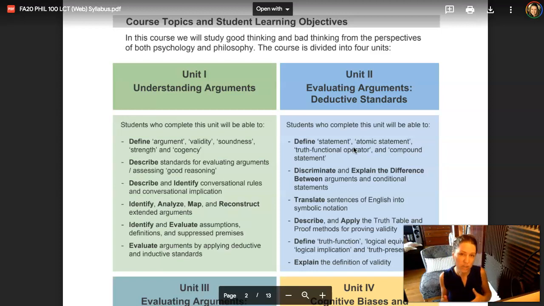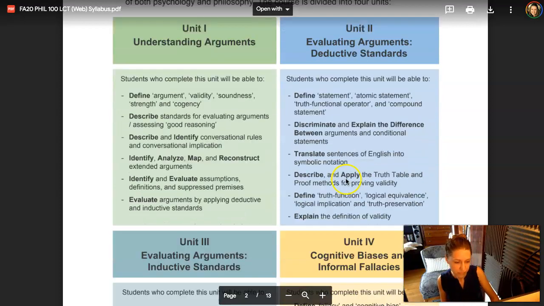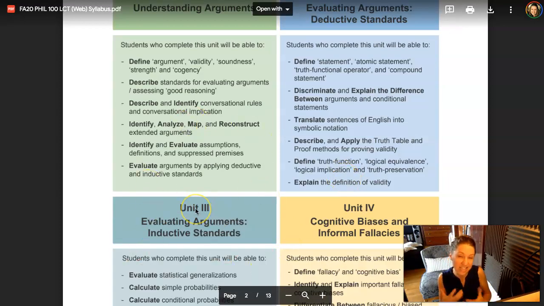Units 2 and 3 are both about evaluating arguments. For Unit 2, what I'm calling deductive standards, standards for what makes a good argument, is essentially logic. We're going to use the tools of logic to evaluate arguments. Unit 3, the inductive standards, is another set of standards for evaluating arguments that's different from logic. More on that when we get to it. It'll make more sense later.